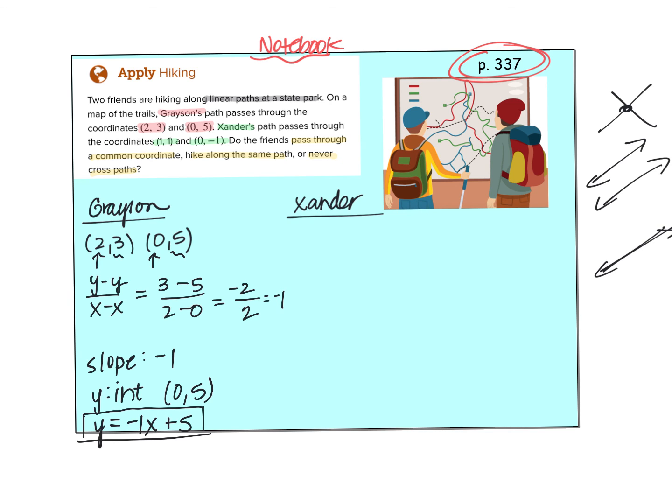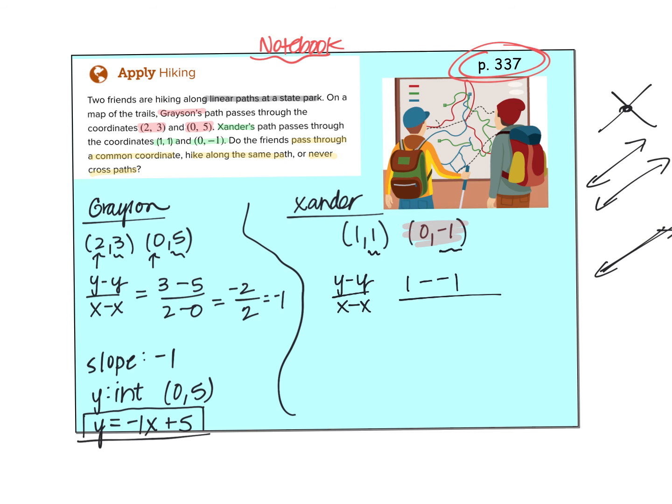If you want to try this without my help, go ahead and push pause and try it. All right, so Xander, his two coordinates are (1, 1) and (0, negative 1). So this is kind of nice for Xander. We also don't have a ton of work to do for Xander because they give us the y-intercept right away. So let's start by finding a slope. y minus y over x minus x. So my y's are 1 minus negative 1, and then my x's are 1 minus 0.